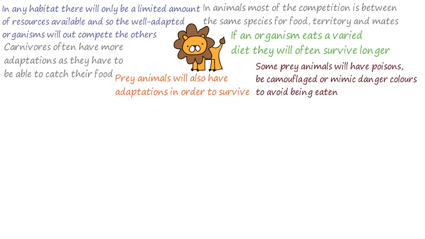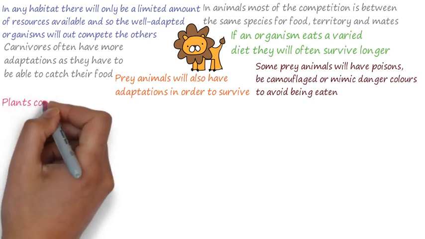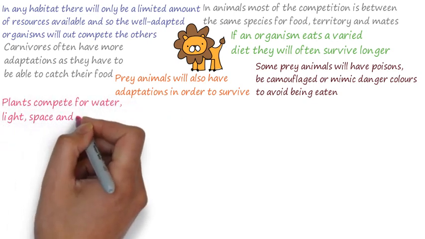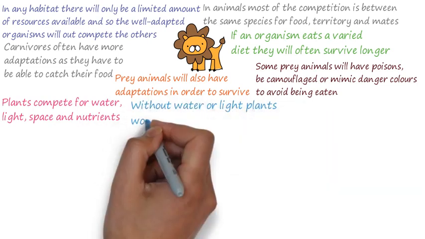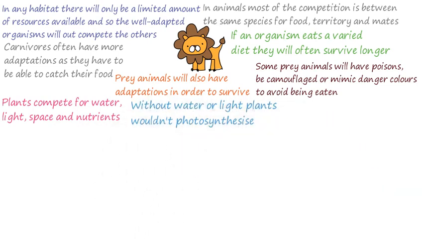Competition for mates is also so that an organism is able to reproduce and have offspring. Some males will compete by fighting, while others may compete by showing off. Some birds may dance to try and attract a female. Plants also compete with each other, even though you might not expect it. Plants compete for water, light, space, and nutrients. Plants compete for these factors in order to survive.